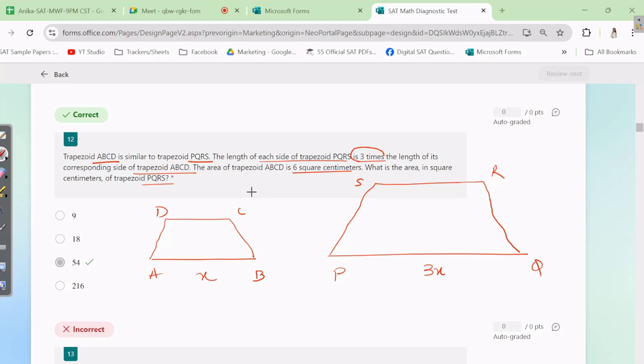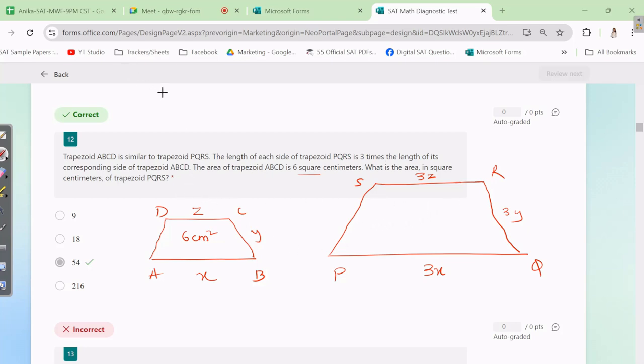Yes. Okay, and this will be for every side. If this is y, then this will be 3y. If this is z, then this will be 3z. All the sides are 3 times. Now it says that the area of trapezoid ABCD is 6 square centimeters, and we have to find out the area of trapezoid PQRS.